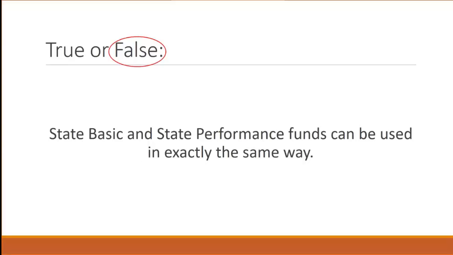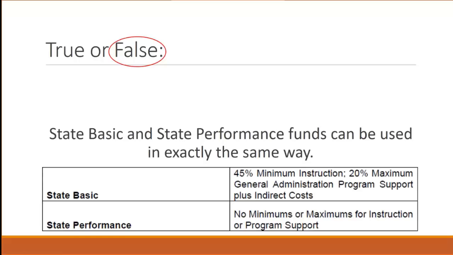So this is false. So state basic and state performance can be used for the same instructional categories. Both of them, as we said before, can be used for any of the instructional categories, but state basic has limits for instruction in program support and indirect costs, whereas state performance does not. So in order to find out a little bit more about this, again, you can check out Appendix C of the Adult Education Provider Manual.